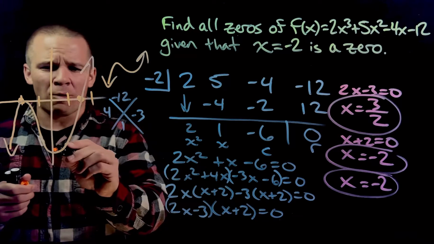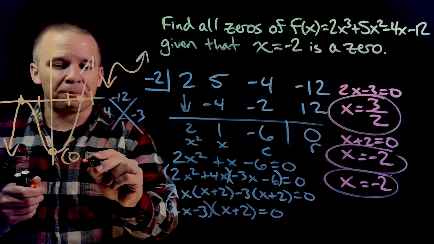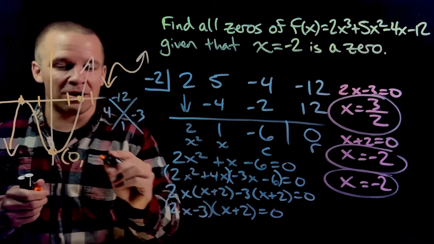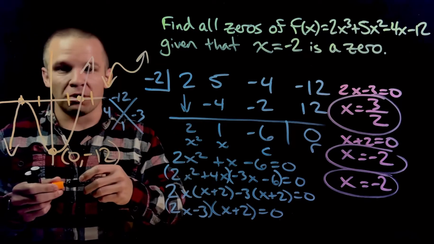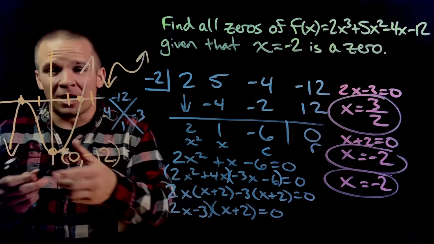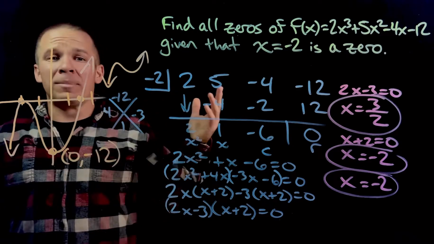How in the heck did I know my y-intercept would be at -12? Well, if I plugged in 0 for x into the original here, I'd be left with a -12 for my y value. So we've got 0, -12. That's not necessarily the minimum. It kind of worked out that way how I graphed it, but there we go.